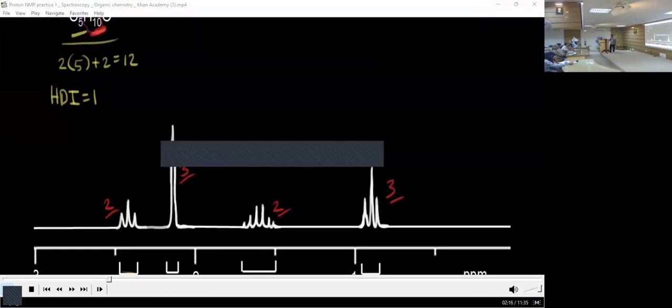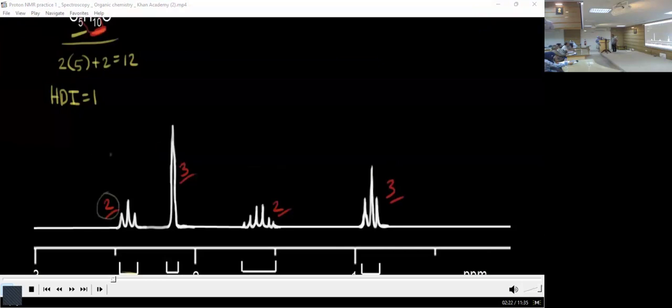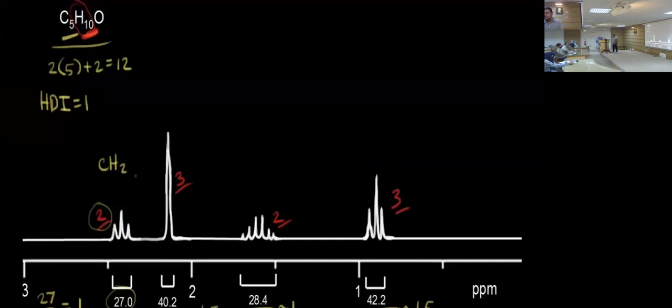Next, let's look at each signal one by one. So we'll start with this signal. We have a CH2, since we have 2 protons. So this signal represents a CH2. How many neighboring protons do those CH2 protons have? We can figure that out by the number of peaks on the signal. This signal here has 1, 2, 3 peaks. And if you think about the n+1 rule, if you have n neighbors, you get n+1 peaks. So if we have 3 peaks, all we have to do is subtract 1 to find out how many neighboring protons. So 3 minus 1 is equal to 2. So these CH2 protons have 2 neighboring protons.